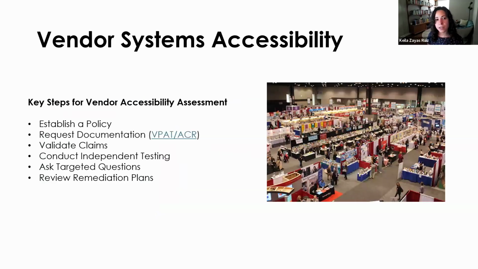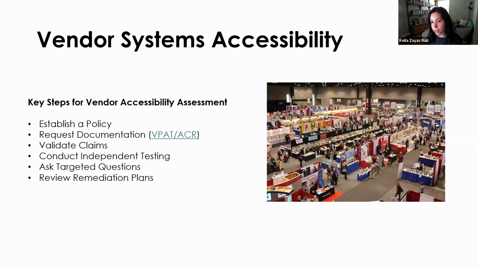Okay, and finally, vendor system accessibility. So assessing vendors for accessibility involves a 5-step process. You want to require VPATs and ACRs. A VPAT stands for Voluntary Product Accessibility Template, and ACR stands for Accessibility Conformance Reports. So you want to require those in your contracts, and then you want to validate these reports.